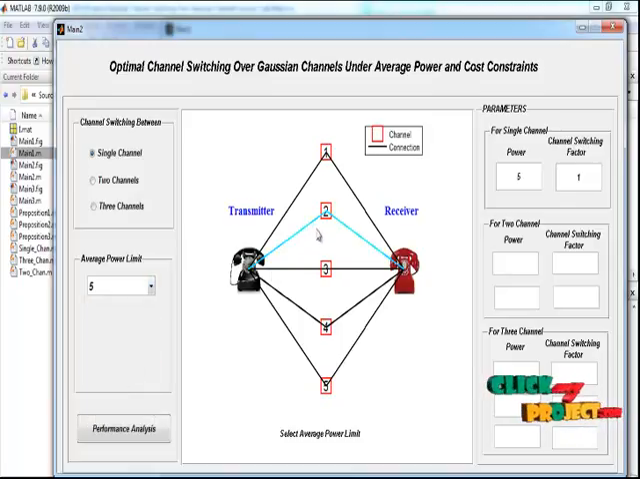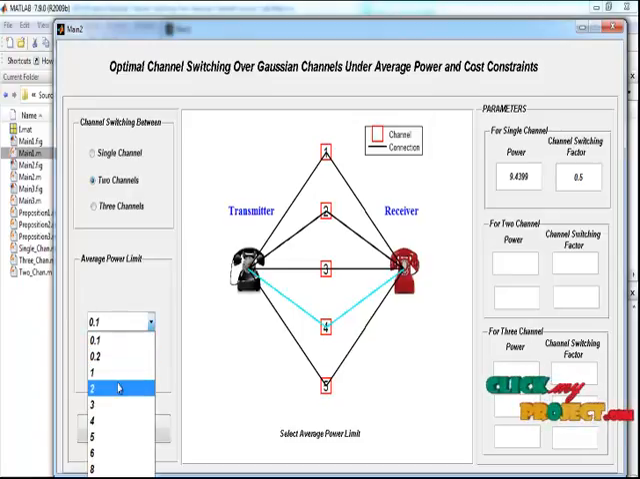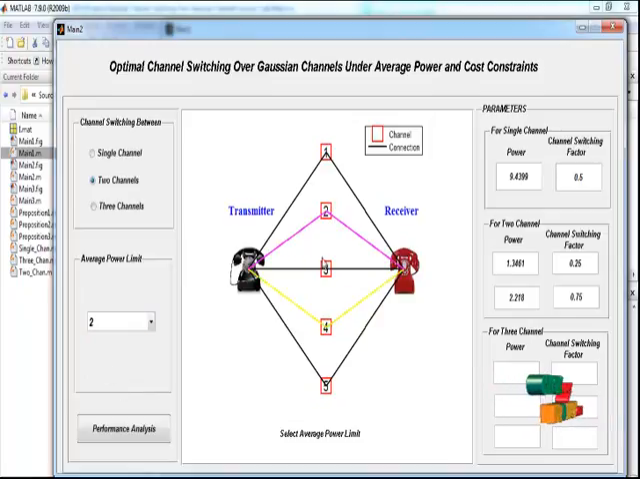Here performing the channel switching operation via second channel. Here now the process will be performed via fourth channel, and we got the average power and also channel switching factor. And now by pressing the two channels, we can perform the channel switching between two channels. Here select any one average power limit for two channel communication. Now second and fourth channel will perform the channel switching operation. We got the power and the channel switching factor for two channels.